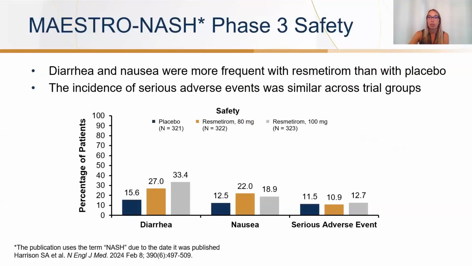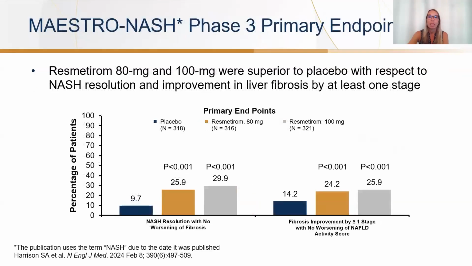When we look at safety in the MAESTRO-NASH trial, the phase 3 trial, diarrhea and nausea were the most frequent with resmetirom over placebo, but the incidence of serious adverse events were actually similar across the trial. And diarrhea and nausea were fairly mild and transient, occurring within that first month.